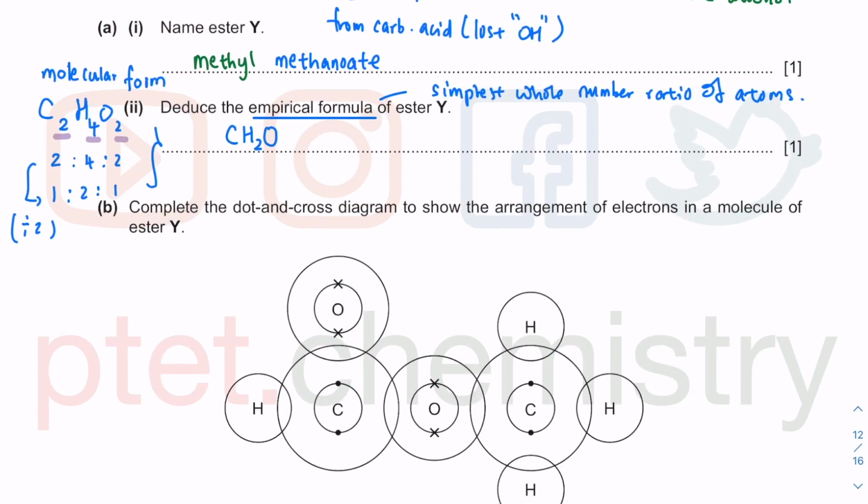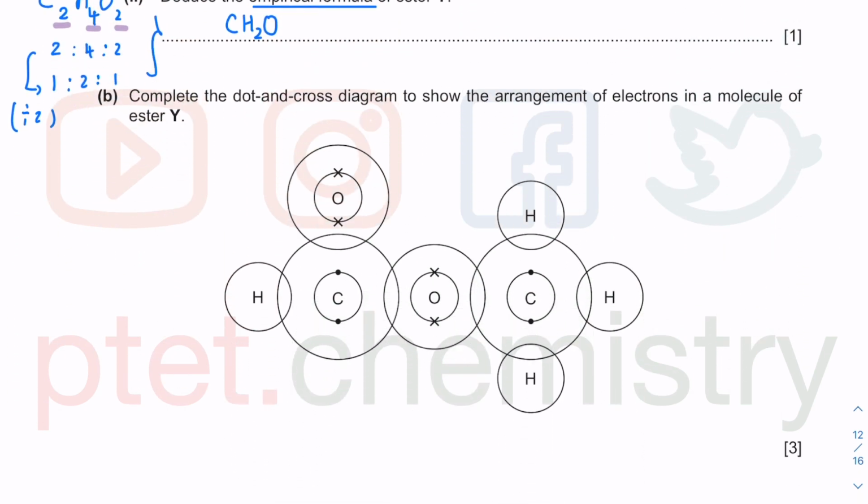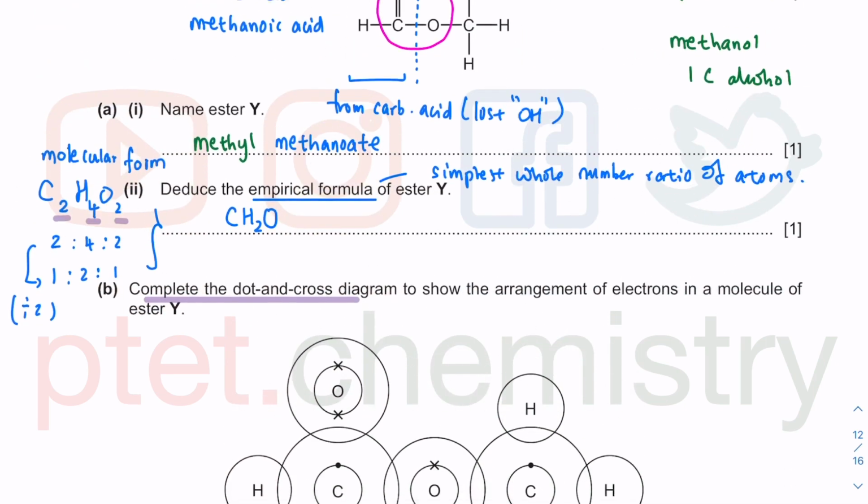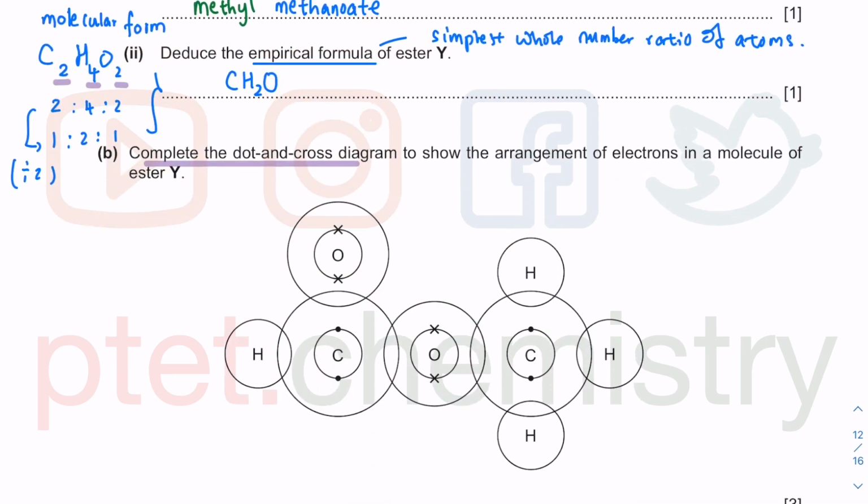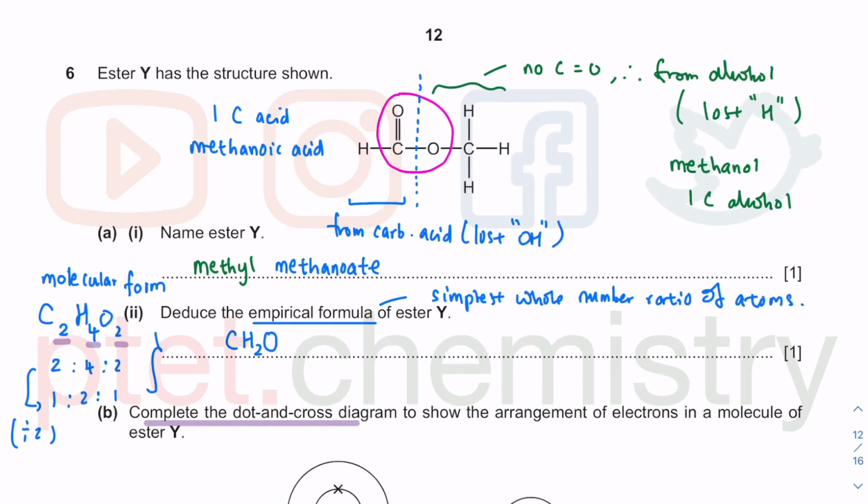Now, in terms of the ester, we've got to complete the dot and cross diagram. I think they've shown the inner shell of oxygen and the carbon as well, which makes it a bit tricky there.